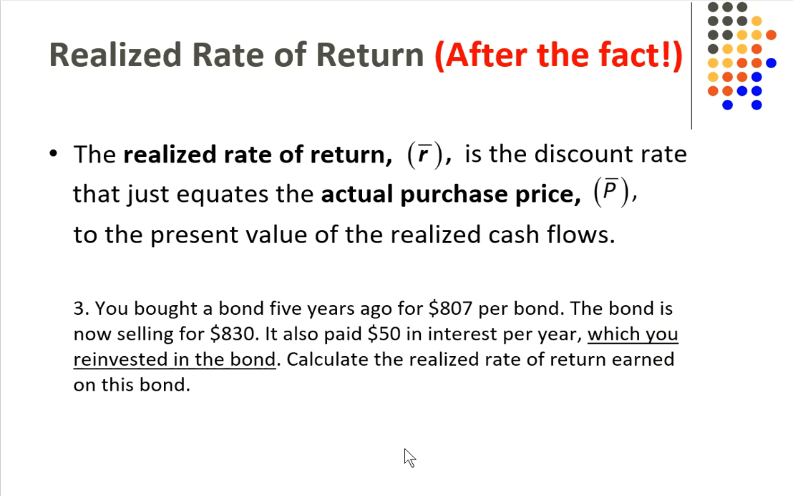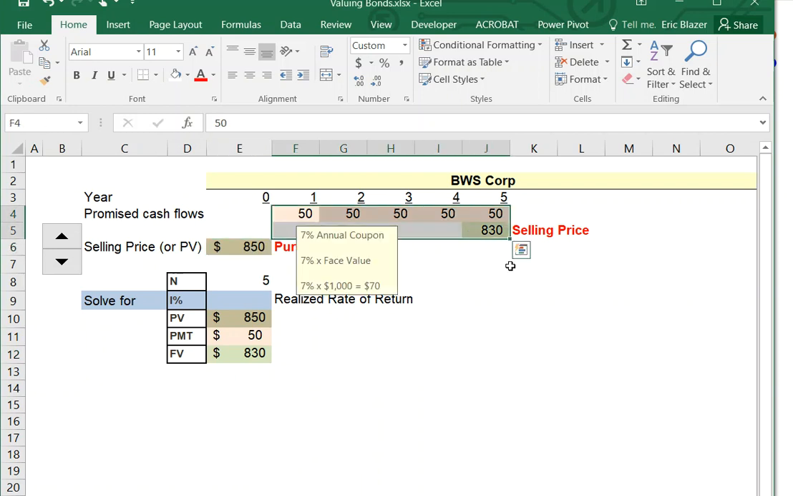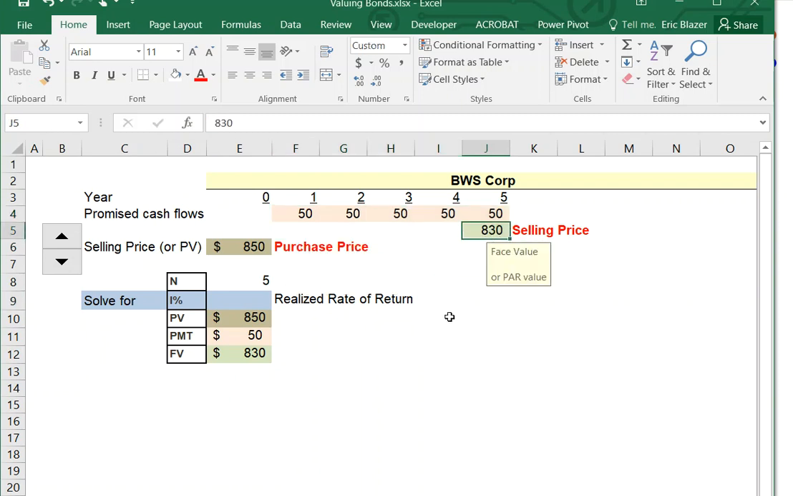Let's calculate our realized rate of return. We don't actually need to do anything with that reinvestment assumption. It's implicit in our calculations. But let's go ahead and solve this problem. So here's our investment. We paid $850 for the bond. We've held on to it for 5 years, and we've received $50 annually for our coupon, and $830 is what we sold it for at the end of our holding period.